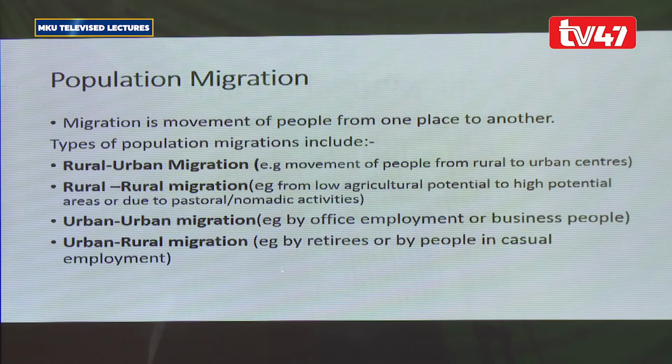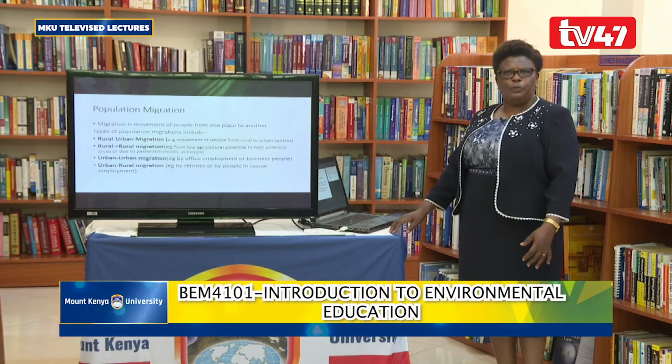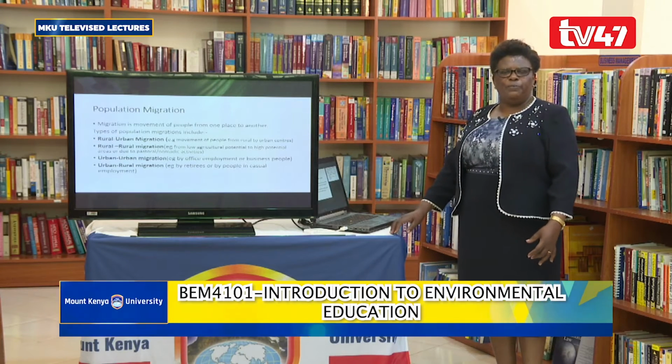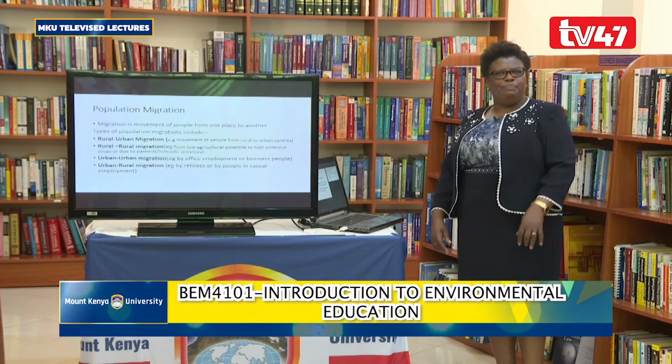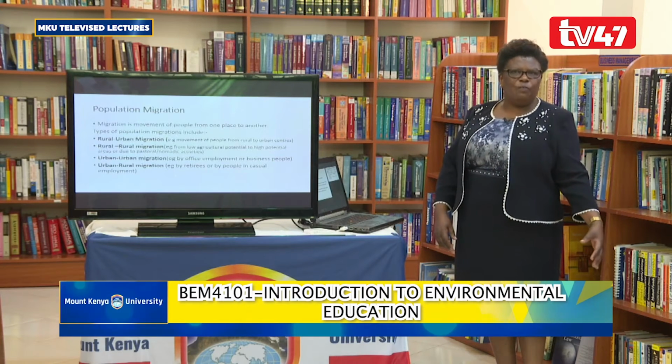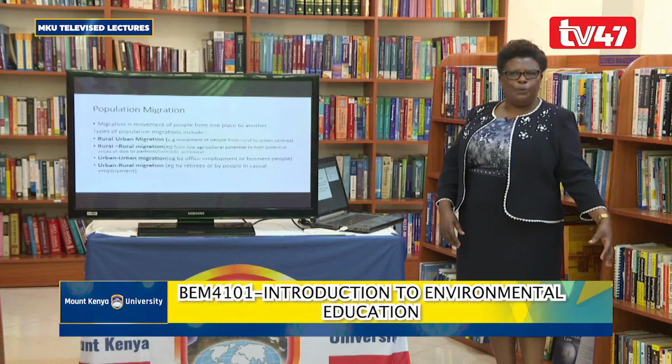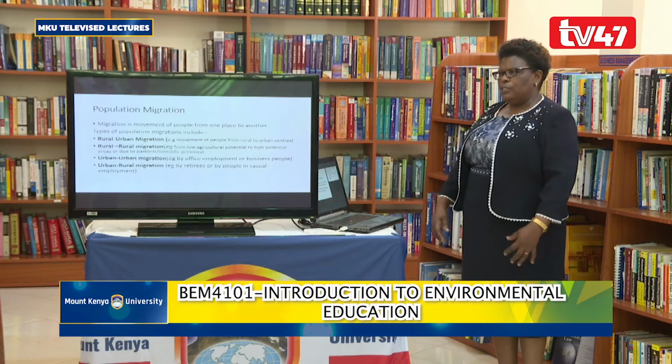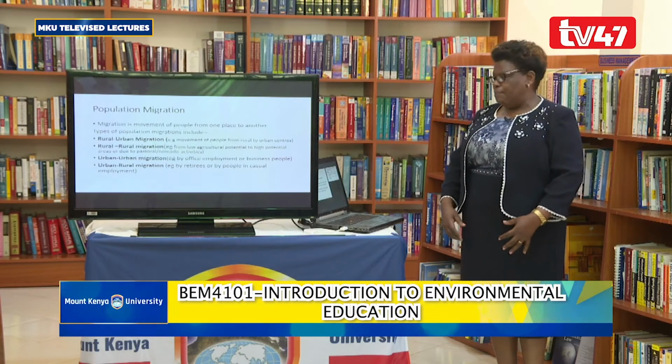The other type of migration pattern we call urban to urban migration. This is where people in urban centers move from one urban area to another urban area. This is normally necessitated by office employment or business opportunities and commerce, where people feel that they are able to do business better in one area of the urban population, and they go to another area. So this is very common in urban areas.